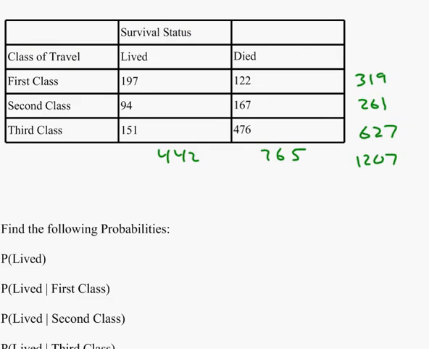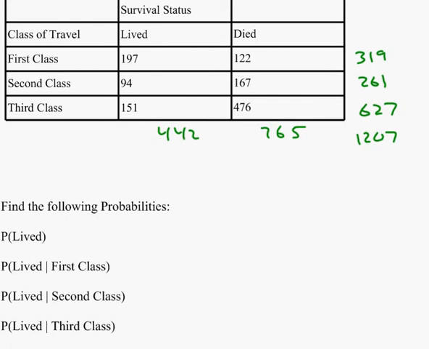Keep those margins around. All right, so now we can start calculating probabilities. For example, find the probability that somebody lived. That's what this notation means. It's a compact way of saying what's the probability someone lived. Well, that would be the total number of people who lived, which was 442, divided by the total number of people represented in this table, which is 1207. So it looks like it's a little bigger than a third. Okay, so this is about 37%.